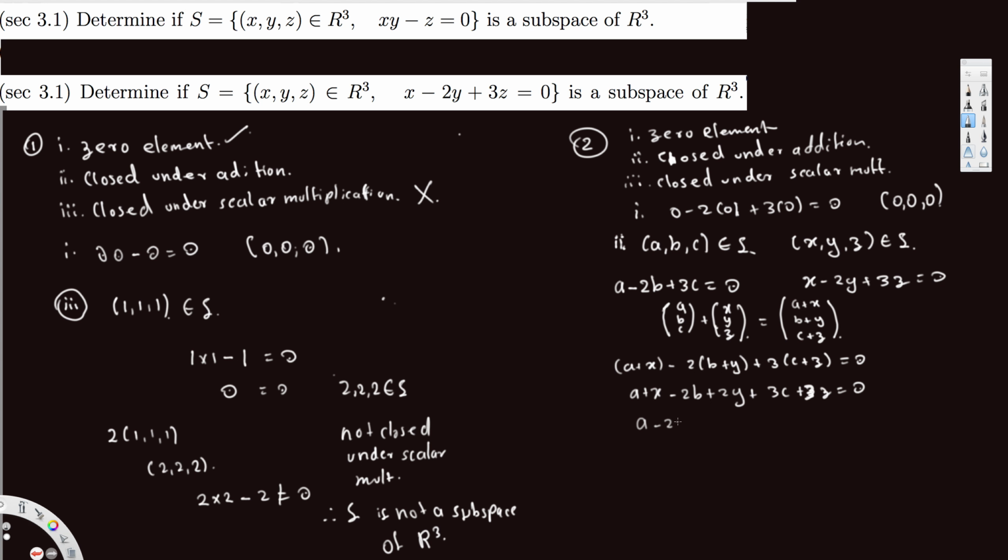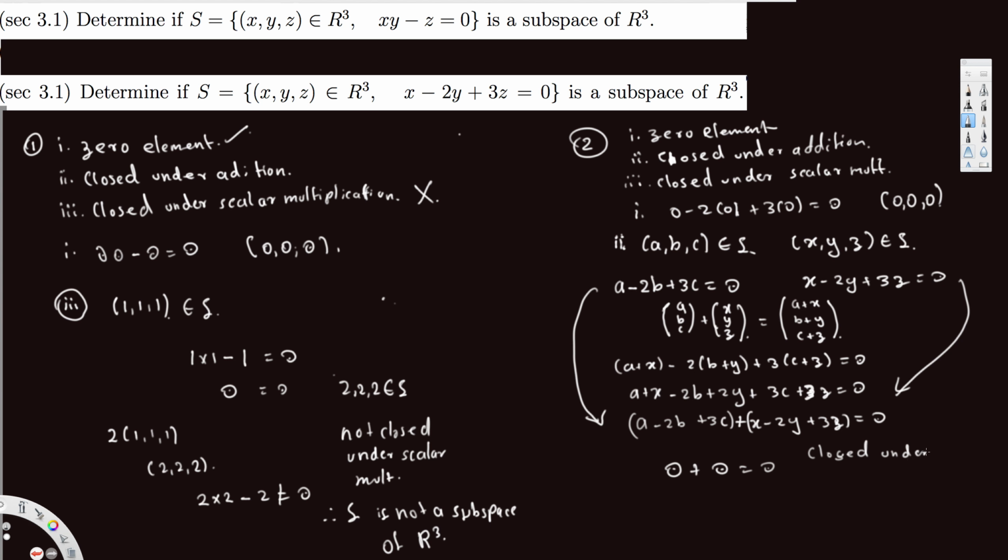a minus 2b plus 3c, and the other one is x minus 2y plus 3z, equal to 0 plus 0. Now I can bring these values and substitute them here. Also this one here: 0 plus 0 equals 0. So this is closed under addition, and it's passing the second condition.